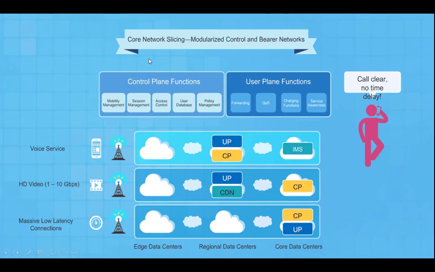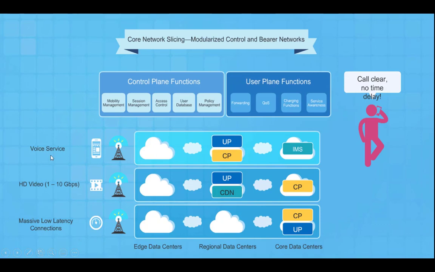Here we have core network slicing. We have the control plane and user plane. As we discussed in our previous lectures, in our core network NGC, we have two types of planes, the control plane and the user plane.